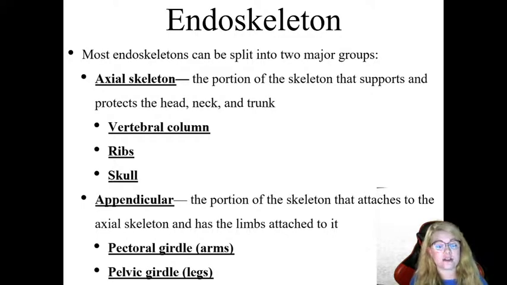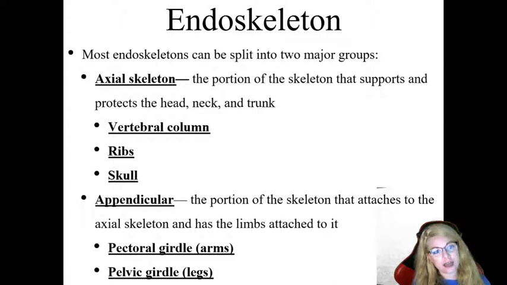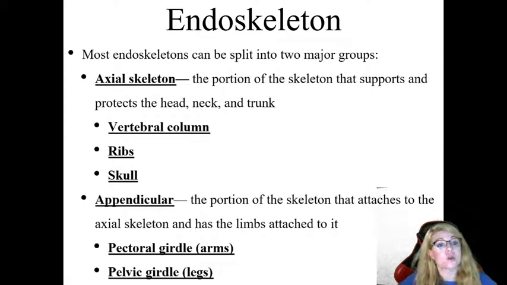Whereas the appendicular is the portion of the skeleton that attaches to the axial skeleton and has the limbs on it. Okay, so it's the pectoral girdle, or your arms, and your pelvic girdle, which are your legs. You've heard of arms and legs being called appendages before, so appendicular, appendages, that's where we get that name. When we say pectoral girdle, we're talking about your shoulder blades, where your arms attach, and when we say pelvic girdle, we're talking about your hip bones, where your lower legs would attach. All of those are included in the appendicular part of the skeleton.